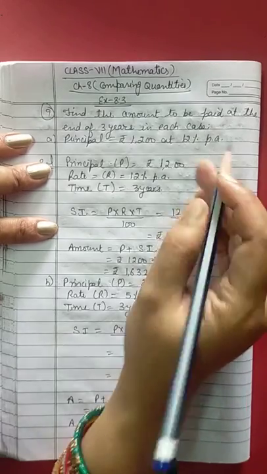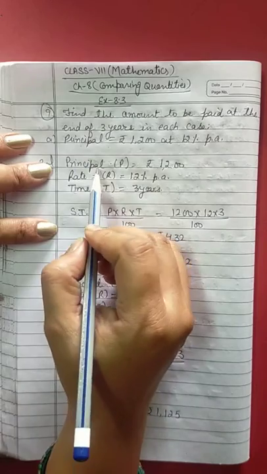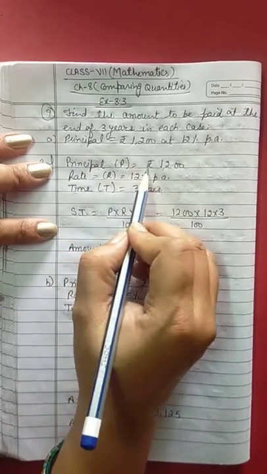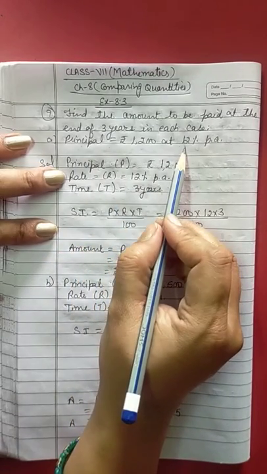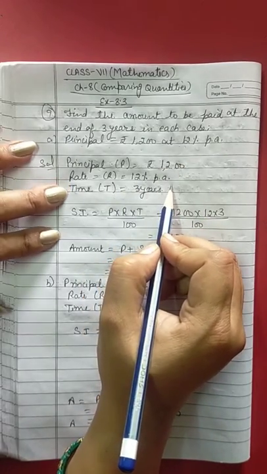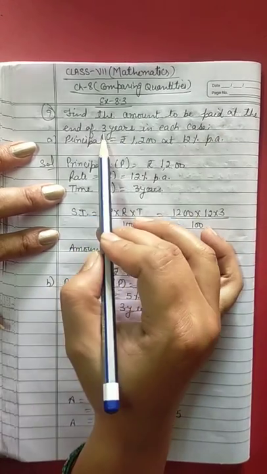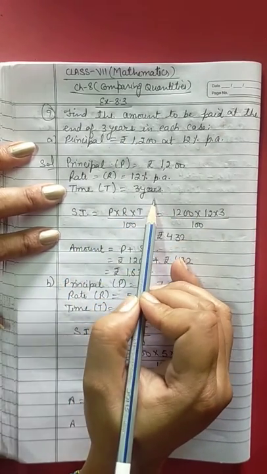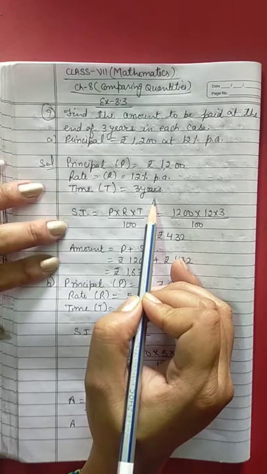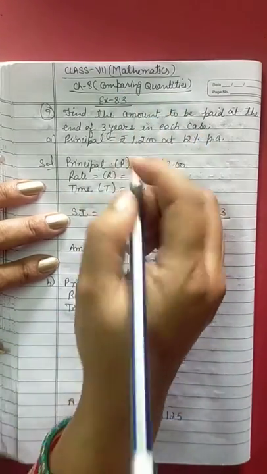Before that, we write what is given to you here. First of all, the principal, we can write principal as P, and it is rupees 1200. Then the rate R is 12% per annum. And the time is given as 3 years, we have to pay it at the end of 3 years. So time is 3 years. Then simple interest, because I have to find out the amount.